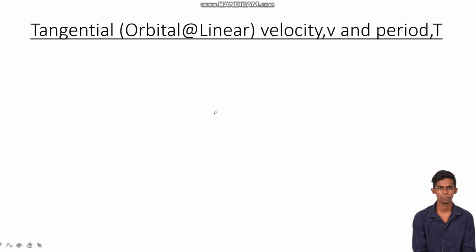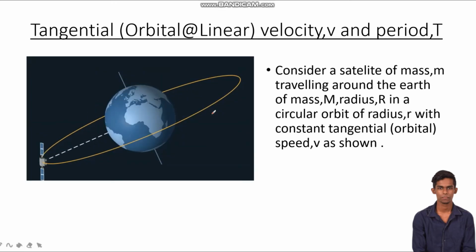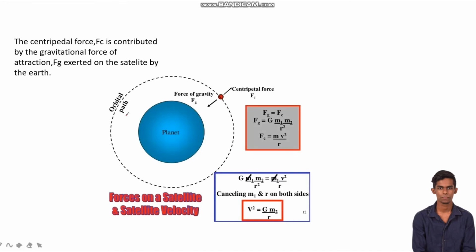Next is tangential velocity and period. Consider a satellite of mass m traveling around the Earth of mass M and radius R in a circular orbit of radius r with constant tangential speed. The centripetal force is contributed by the gravitational force of attraction exerted on the satellite by the Earth. It means that two forces are acting on the satellite. Remember this, the satellite can only orbit in its own path when Fg is equal to Fc, where the force of gravity is equal to the centripetal force.